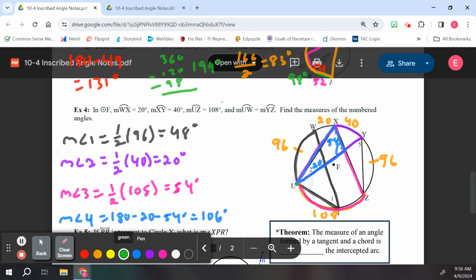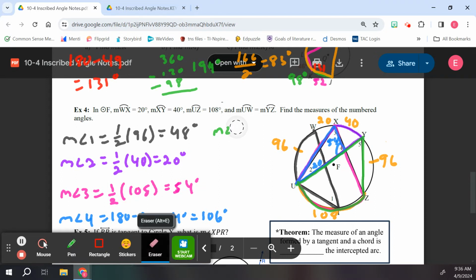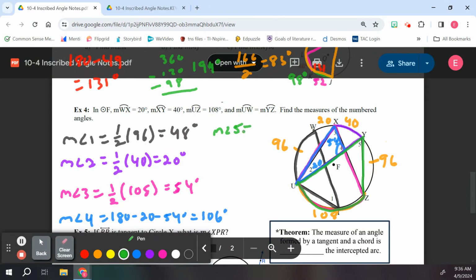And then next, if we take a look, here's angle 5. We are intercepting the same arc as angle 3. So for the measure of angle 5, sorry, not 3. We can state that angle 3 is congruent to angle 5, so the measure of angle 5 is equal to 54. Or, again, 1/2 of 108, either way works.